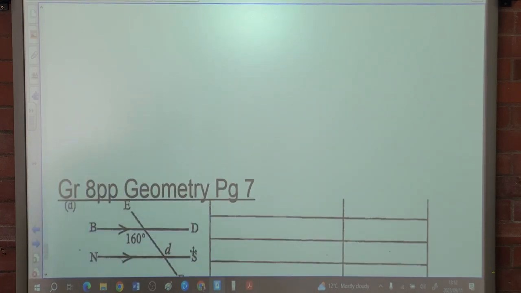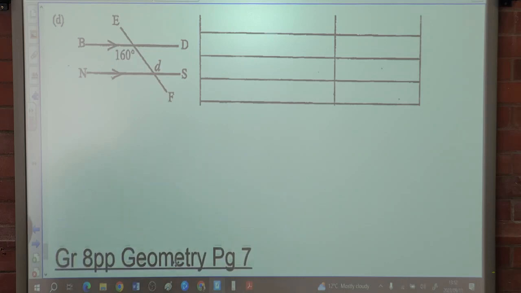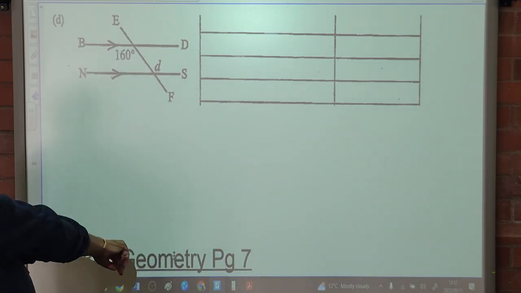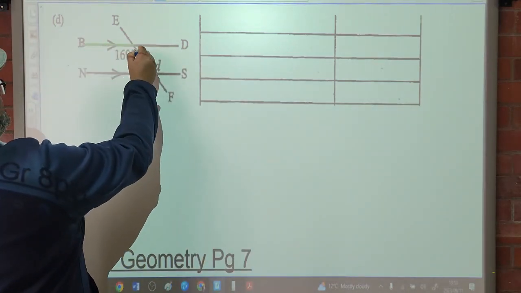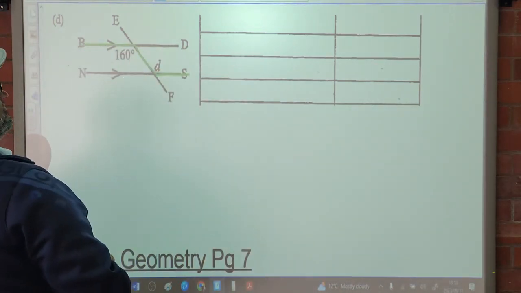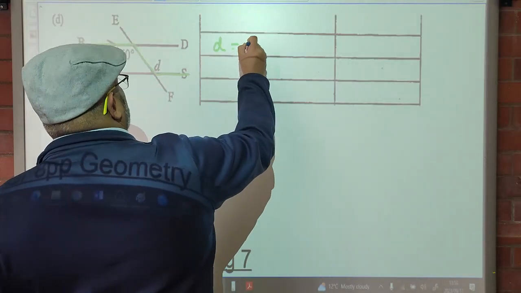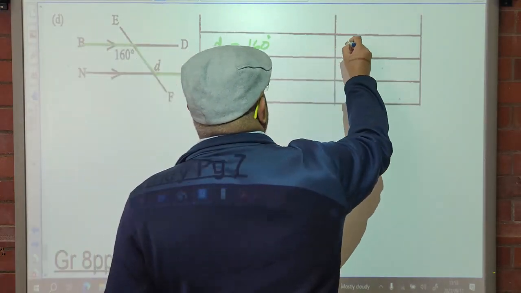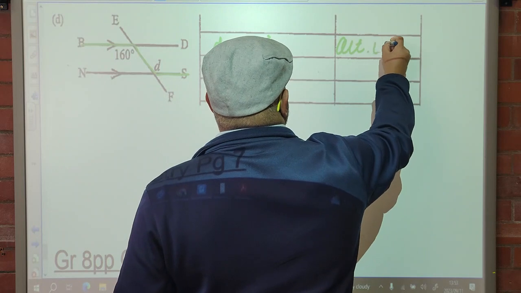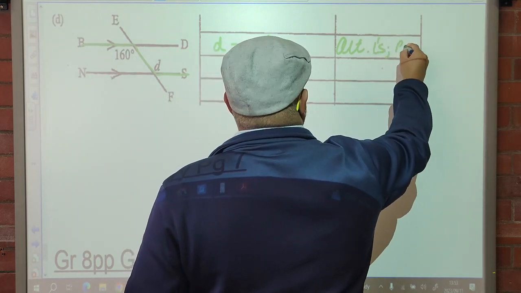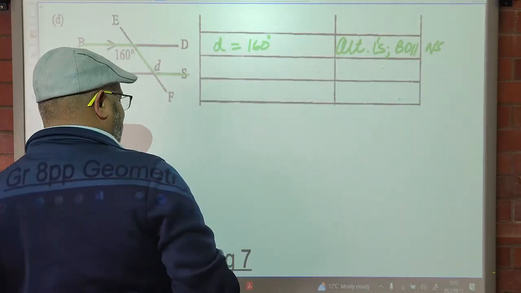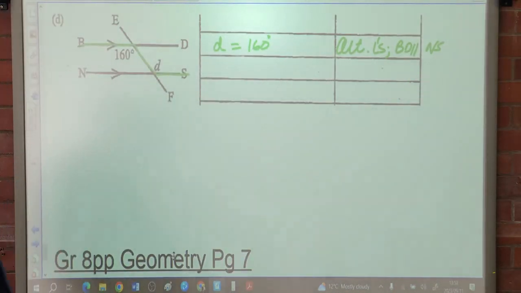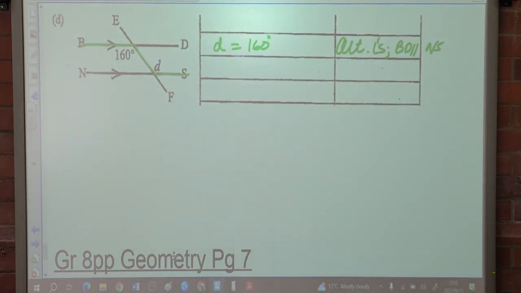Okay, let's go to the next one. D. So again, the alternate angles here. So D is equal to 160 degrees. Alternate angles with BD being parallel to NS. Okay, so that is fairly simple. Is there any confusion?